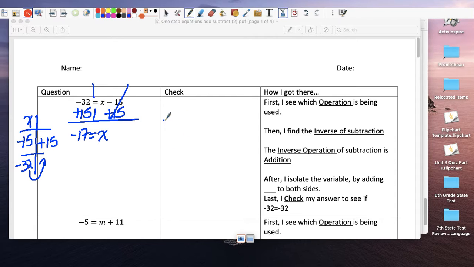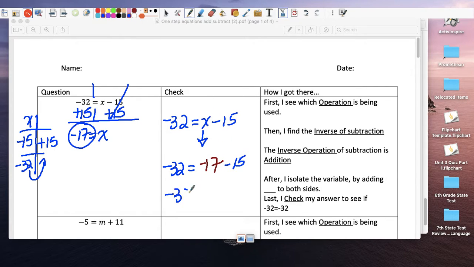Check. Negative 32 equals x minus 15. We're going to substitute over here. Right, so negative 32 equals negative 17, because we're going to put that over here. So let me change colors. Negative 17 minus 15. So negative 32 equals, and negative 17 minus 15 is negative 32. So everything is okay.